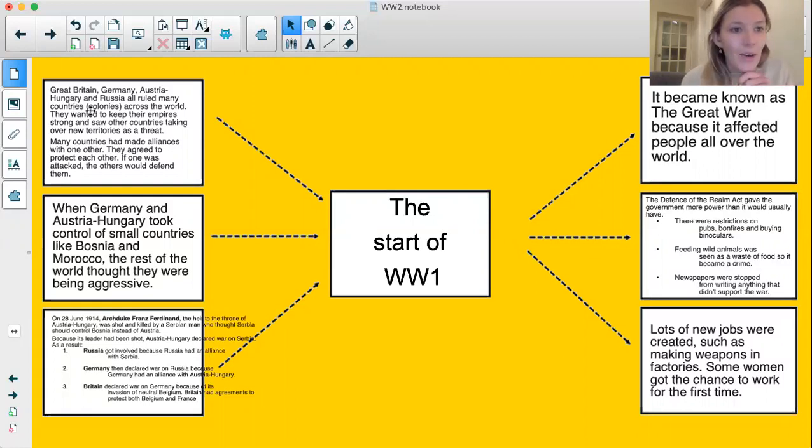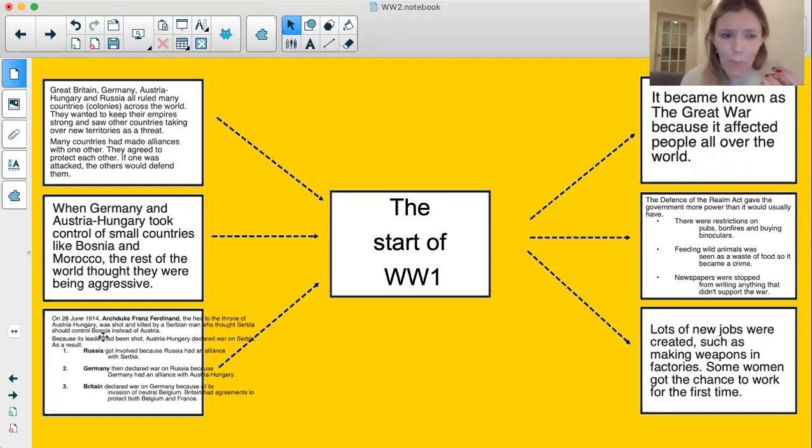Great Britain, Germany, Austria-Hungary and Russia all ruled many countries, or colonies as they were called then, across the world. They wanted to keep their empires strong and saw other countries taking over new territories as a threat. Many countries had made alliances with one another. This means that they agreed to protect each other. If one was attacked, the others would defend them. When Germany and Austria-Hungary took control of small countries like Bosnia and Morocco, the rest of the world thought that they were being aggressive. That's how it was perceived. They didn't like that very much.